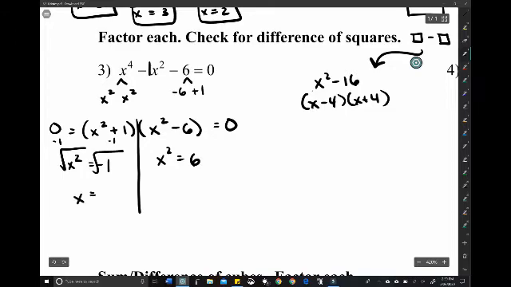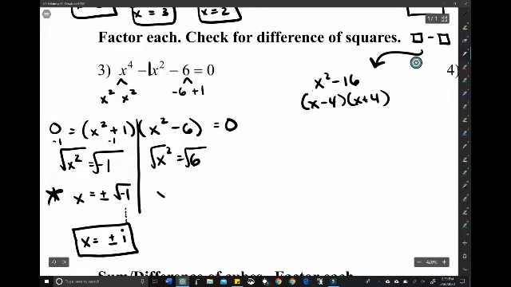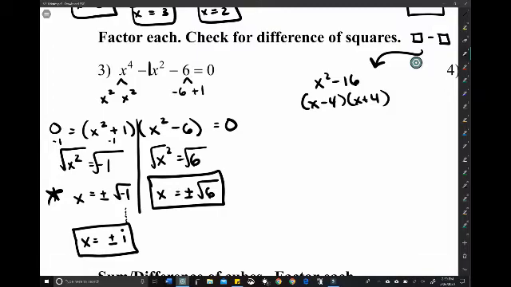So x is equal to plus or minus the root of negative 1. Who remembers what the square root of negative 1 is? I'll let you think. That's an i, so plus or minus i, all this stuff coming back. And over here, x is equal to plus or minus the root of 6. Okay? Don't forget plus or minus when you're square rooting. Big thing, plus or minus when square rooting. Maybe star that for yourself.